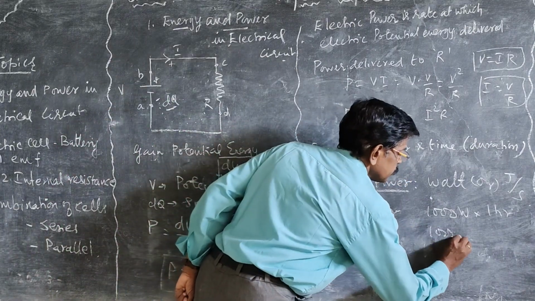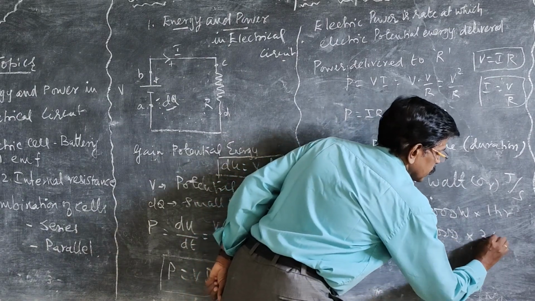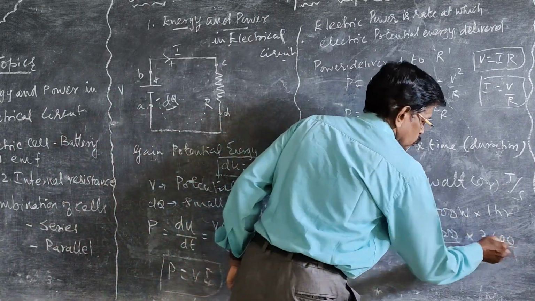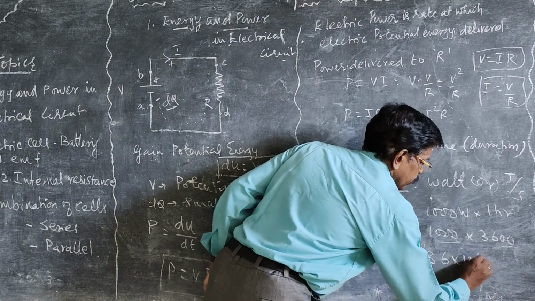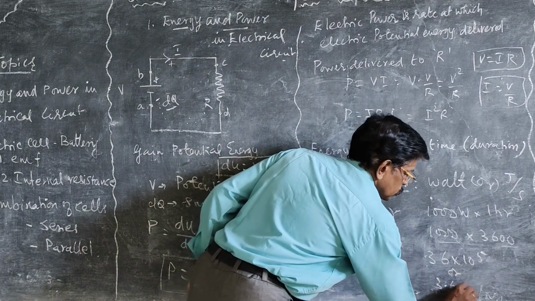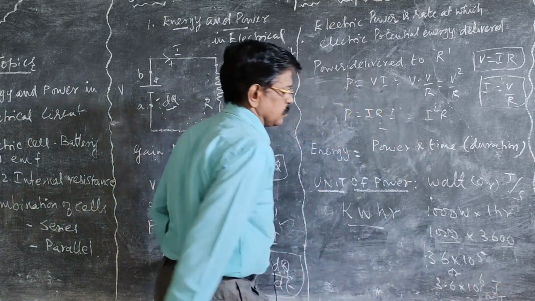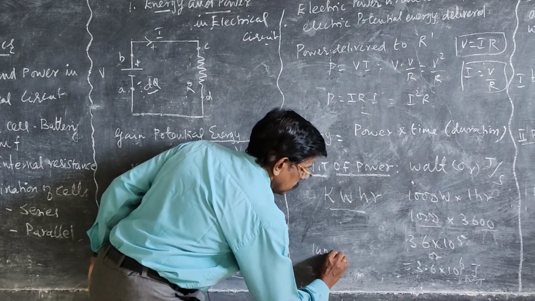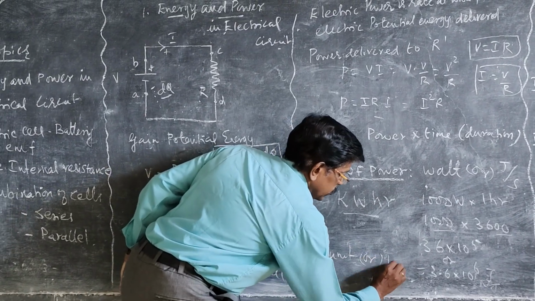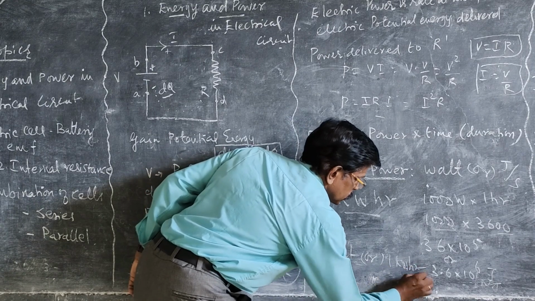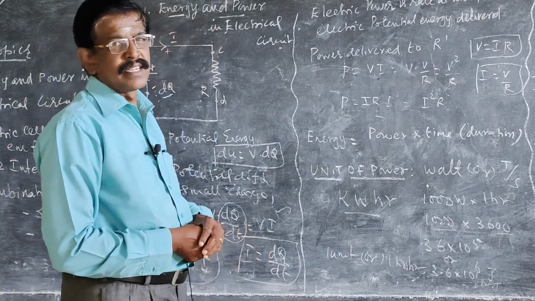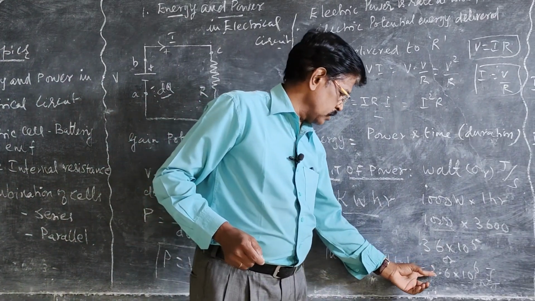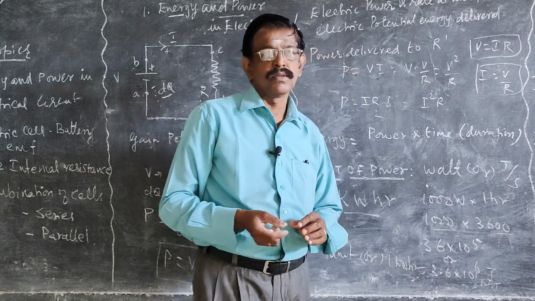So 1000 into 1 hour. If you change into seconds, it is 3600. So 3.6 into 10 power 6 joules. Anything you can say. So 1 kilowatt hour is equal to 1 unit, or 1 kWhr. This is electrical energy. We are using only electrical energy. The value is 1 kilowatt hour or 1 unit is 3.6 into 10 power 6 joule.